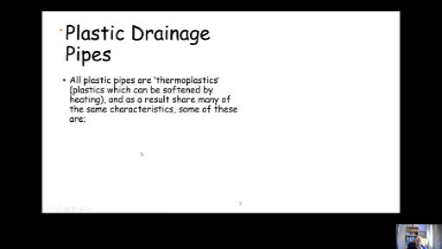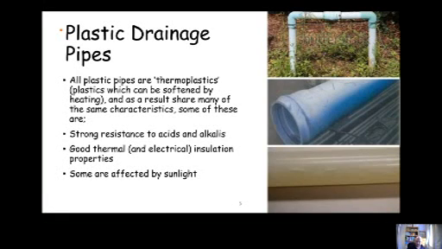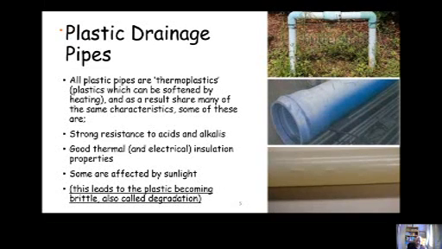You're looking now at plastic drainage pipes. All the plastic pipes that we've looked at, the plastic pressure pipes that we looked at earlier on in this module, and these plastic drainage pipes, they're all considered to be thermoplastics, which are plastics which can be softened by heating, and they all share the same characteristics: strong resistance to acids and alkalis, good thermal and electrical insulation properties, but they are all affected by sunlight. If the UV rays go on the pipe for too long, the pipe starts to fade and become brittle. It's known as UV degradation.